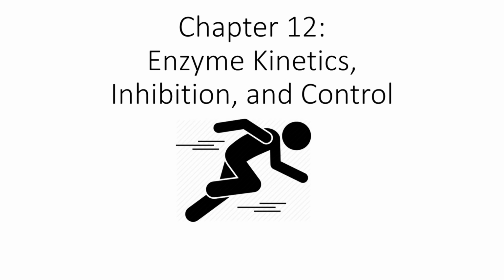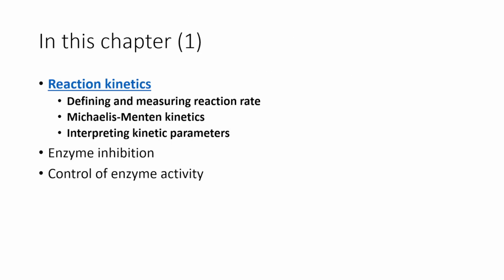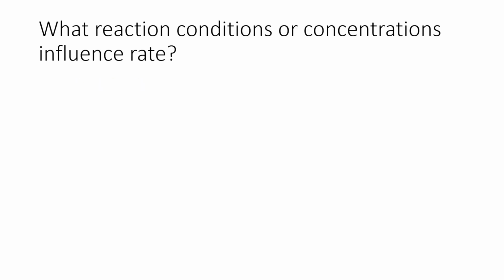So today we're going to get started with chapter 12, which is all about enzyme kinetics, inhibition, and control. First we'll get started with reaction kinetics. And before we dive into it, I'll just start off by saying this is really our last big math chapter. We did a bunch of math at the beginning of the semester. I know math is not everyone's favorite, but we'll get through it together. It's just numbers and graphs, so we'll be okay.